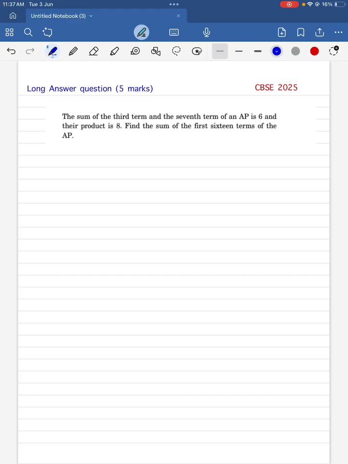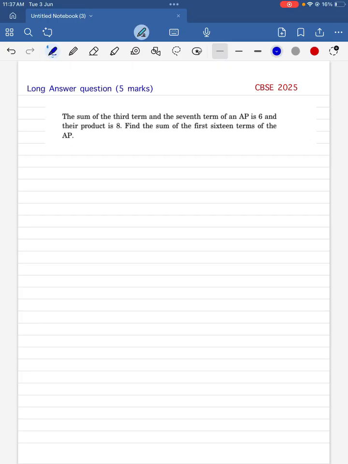In this video, I'll be doing a long answer question for 5 marks from the CBSE 2025 board paper, and the question is from the lesson Arithmetic Progressions. The question is: the sum of the third term and the seventh term of an AP is 6 and their product is 8. Find the sum of the first 16 terms of the AP.